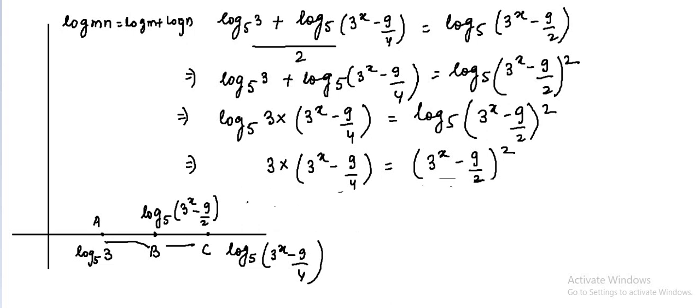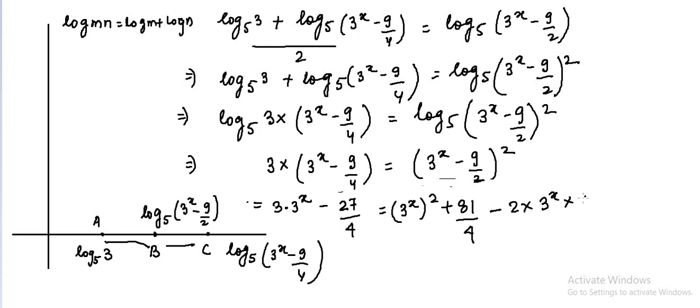This is going to 3. So let's simplify this equation. 3 into 3^x will give you 3 into 3 to the power x, and this term is going to be minus 27 by 4. And this one, break the square term. This will give you (3^x) whole square plus 81 by 4 minus 2 into 3 to the power x into 9 by 2. Cancel out this 2 term.